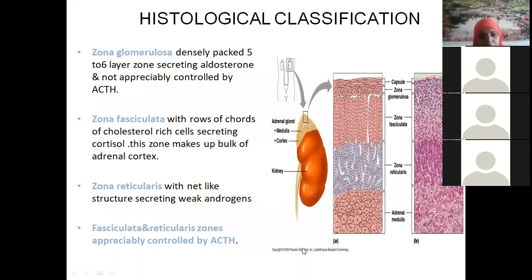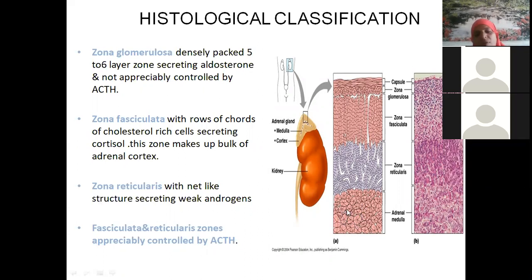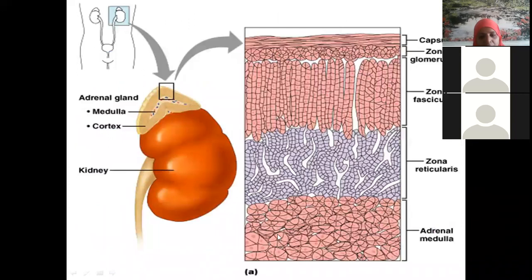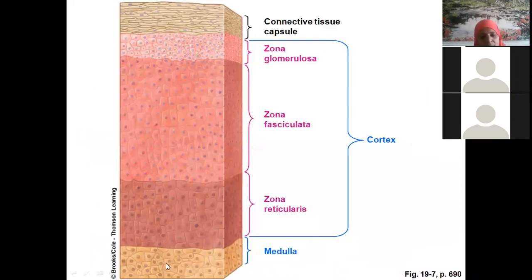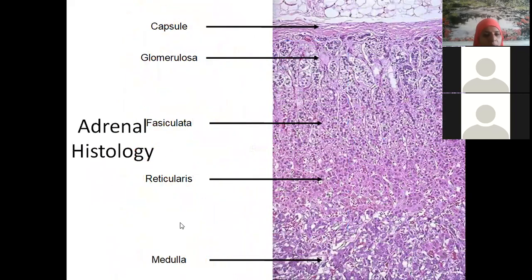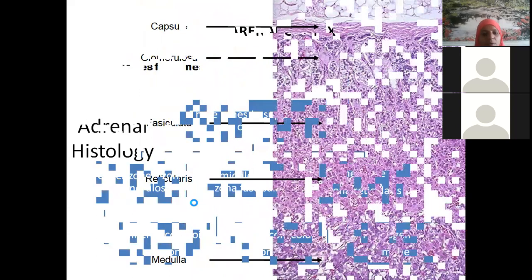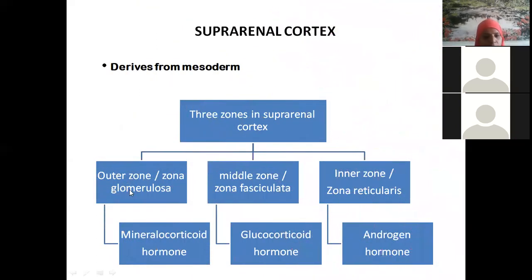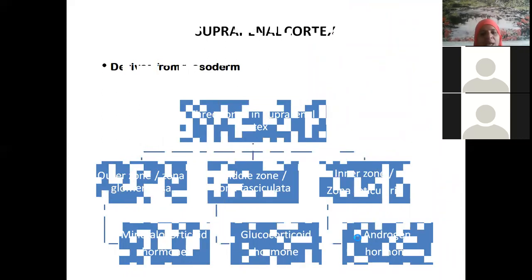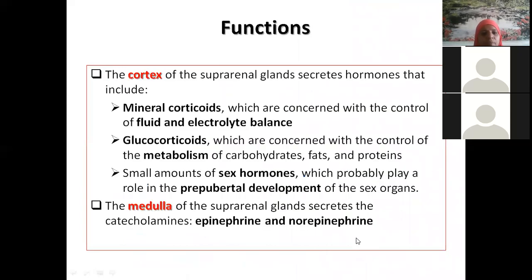Then this is the adrenal medulla. The adrenal medulla is concerned with the release of hormones like epinephrine and norepinephrine. This is derived from neural crest cells, which are ectodermal derivatives. When you draw the histology picture, it looks something like this. So that is zona glomerulosa, fasciculata, reticularis: mineralocorticoids, glucocorticoids, and sex hormones called androgens.